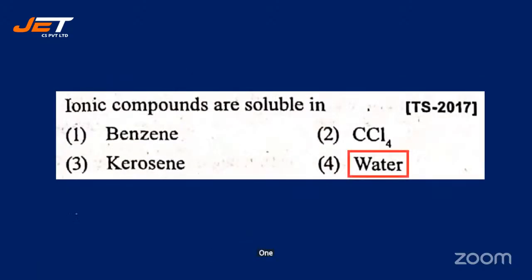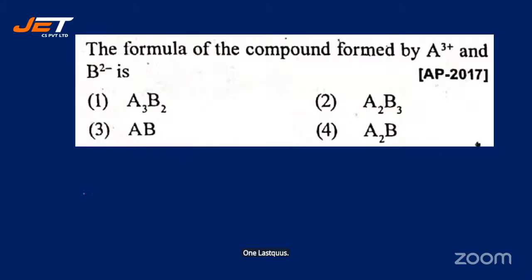One last question. The formula of compound formed by A3 plus and B2 minus is: A3B2, A2B3. So when A has valency 3 plus and B has charge 2 minus, what is the compound which is formed? Anil is mentioning it as option 2. Remaining people no answer.